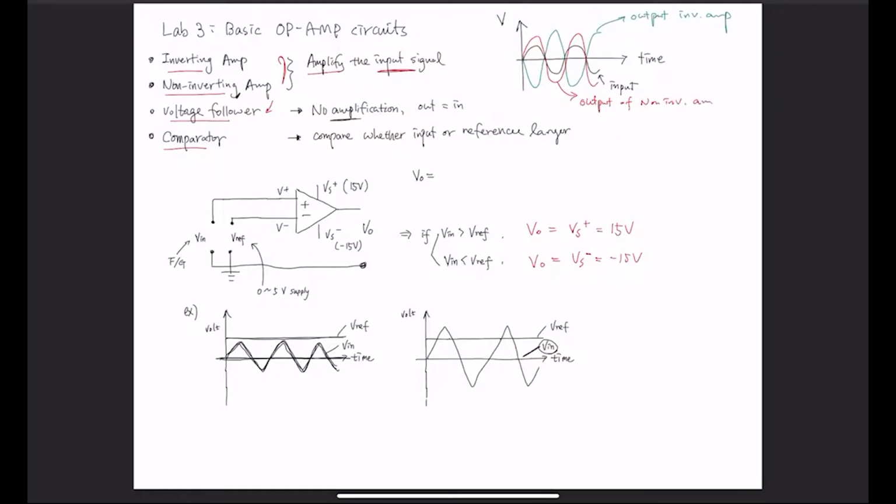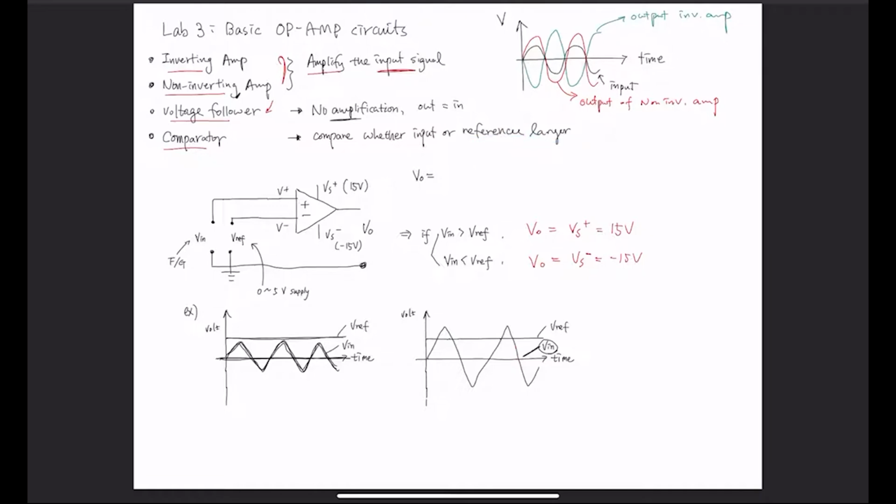non-inverting amp. Okay, and the voltage follower is a circuit that has no amplification at all, so your output is going to be identical to your input. And a comparator circuit compares whether your input or your reference signal is larger.